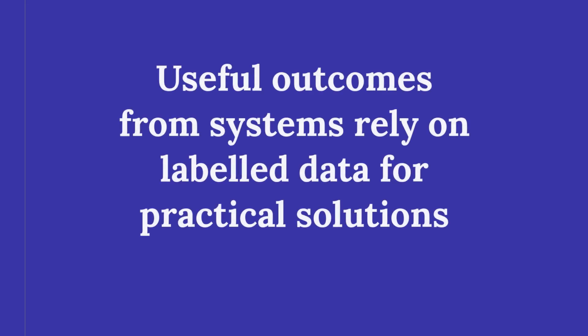In many scenarios, perfect solutions aren't necessary. Systems often aim for good or acceptable results. For example, recommendation systems suggest useful products. Route planning considers practical routes over shortest paths. Labeled data guides these systems to produce useful outcomes.